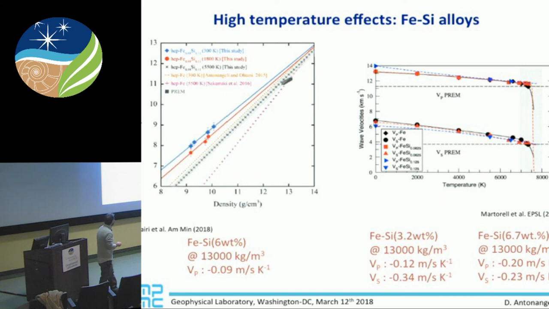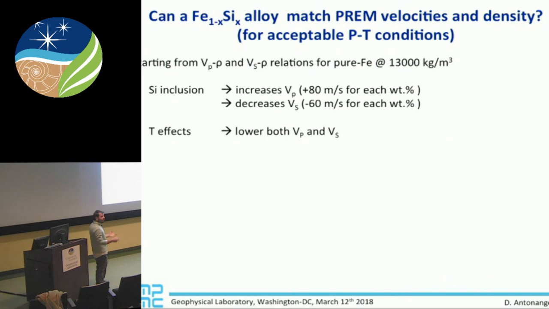In the case of alloys, again, we have experiments on iron silicon alloys with 6% weight silicon, which suggests an effect very close to that of pure iron, while ab initio calculation, once again, suggests an effect which is larger. It's about the same as pure iron for an alloy with 3.2% weight, and for an alloy with 6.7% weight, the effect is reduced on VS, but increased on VP.